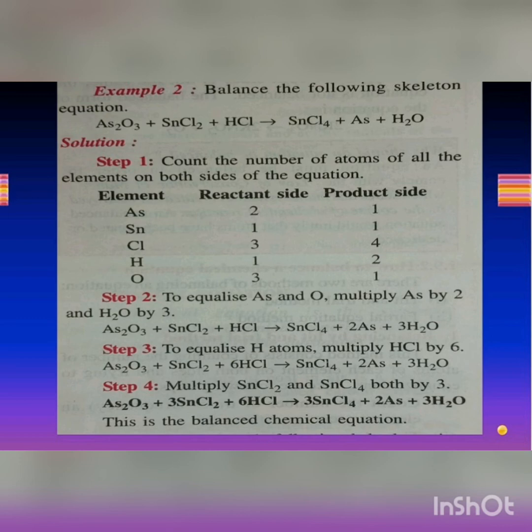So your final balanced chemical equation here shows As2O3 plus 3 SnCl2 plus 6 HCl giving you 3 times SnCl4 plus 2 As plus 3 H2O. So I hope that this is an example that you will understand, and based on this you will be able to solve many more examples.